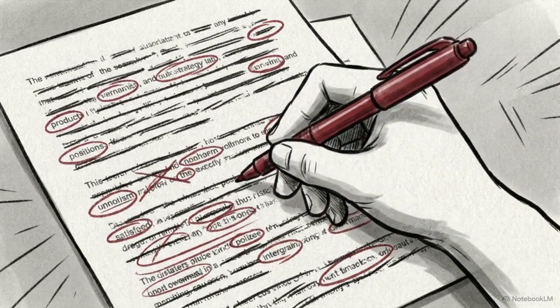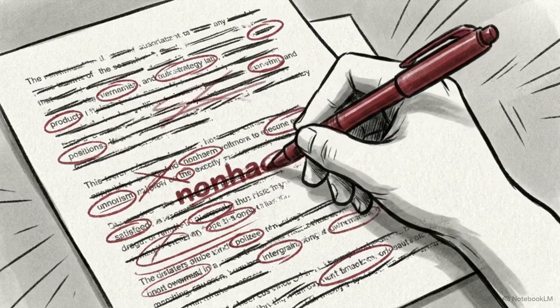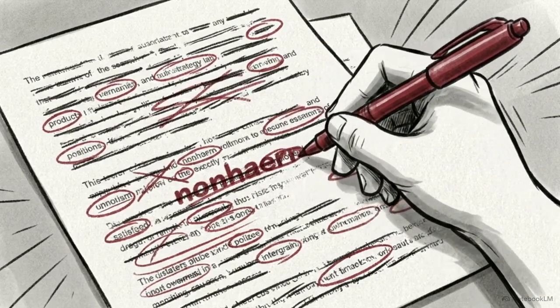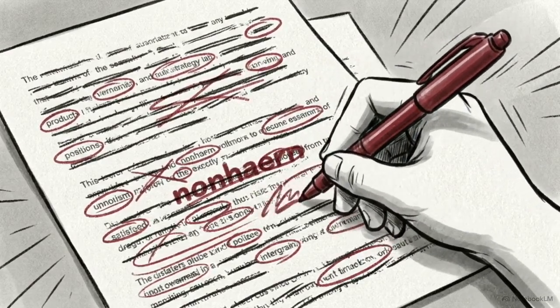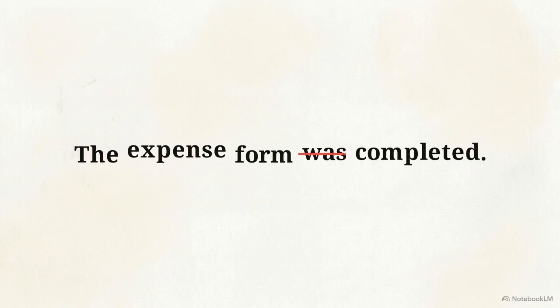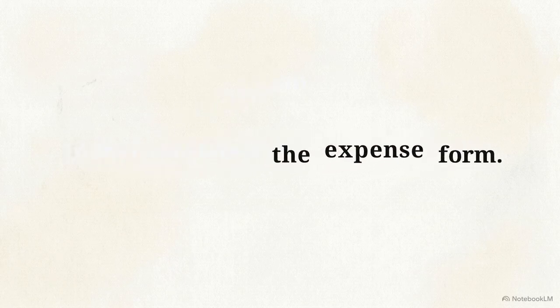As you draft these 3 steps, watch out for the passive voice. Scan your script for forms of to be, like is, was, or were. Here is how you fix it. If your script says, the expense form was completed, strike the passive verbs and identify the subject. Change it to, Juan completed the expense form, making the action active.